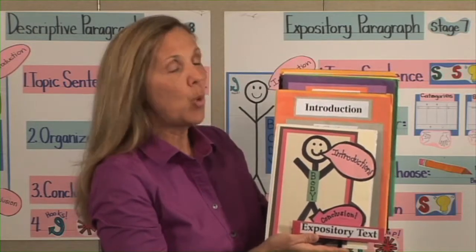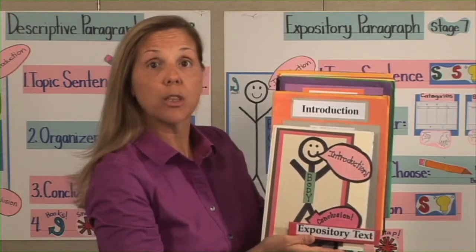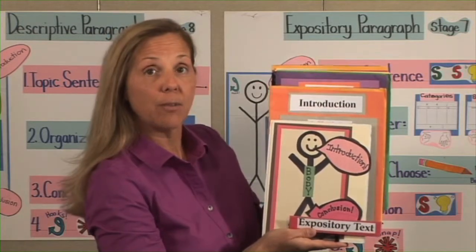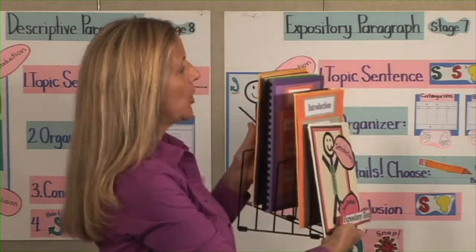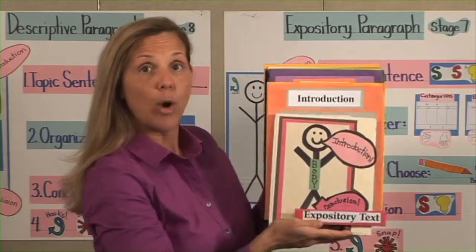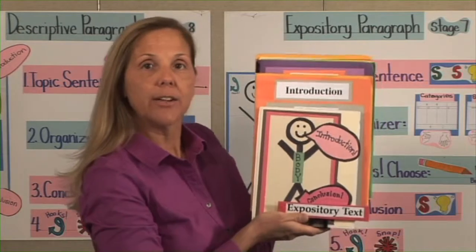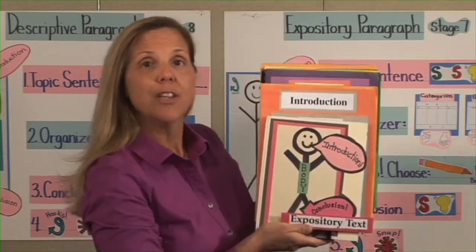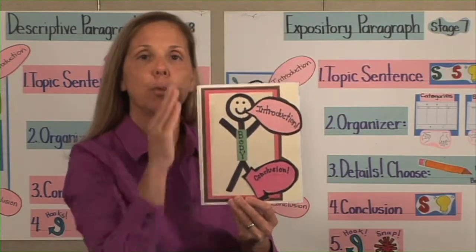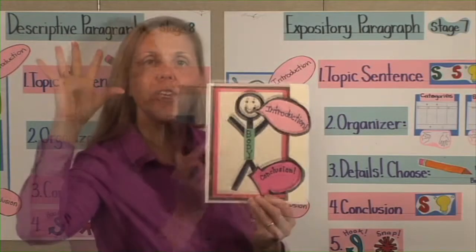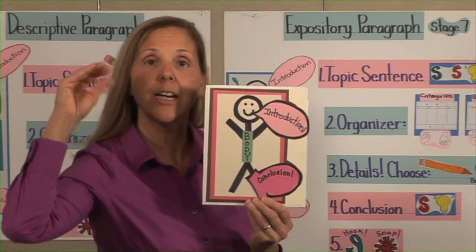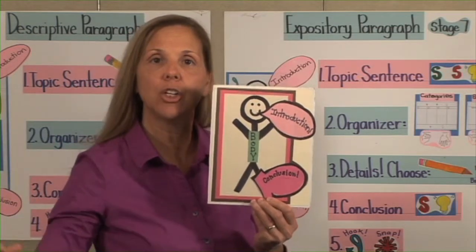So what I did was I organized all the tools into 3 file folders. As you can see, I put a little stick person at the front, and then I have 3 file folders here in this little holder so that I can grab the file for the introduction, body, or conclusion, depending on what I'm teaching. This picture of the stick person, I just put on a piece of tag board, as that visual reference of introduction, body, conclusion.